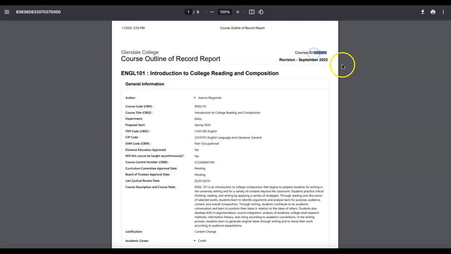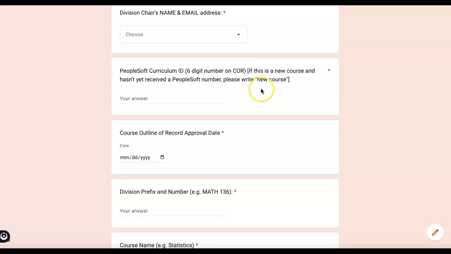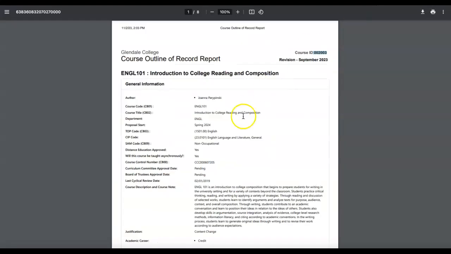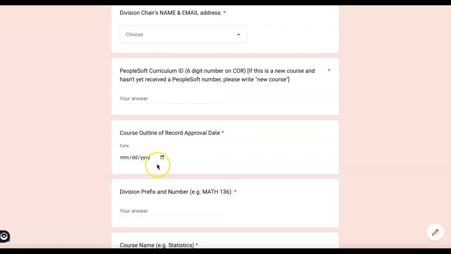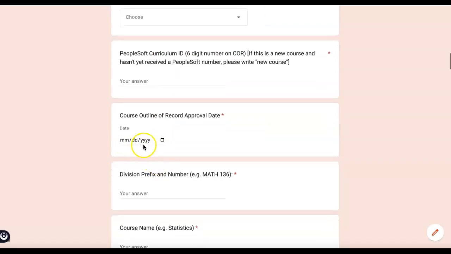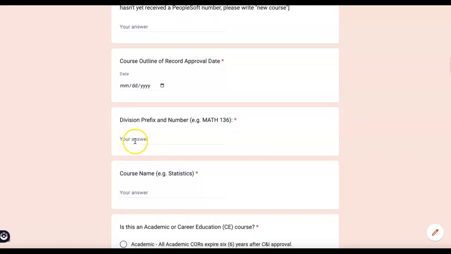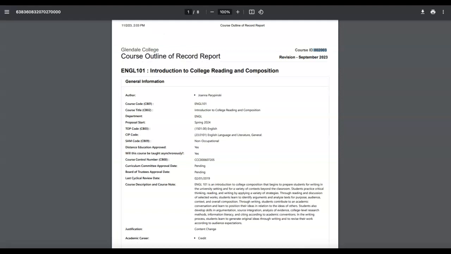002003. So that is the 6-digit course number that I would want to put into the DE Addendum here. Similarly, I would find the information about when this was approved, September 2023, so 9/23, and I would put that into the date of approval. Division, prefix, and number, ENGL 101, and the name, again, if I'm not certain about it, I would go ahead and take it from there and fill it in.